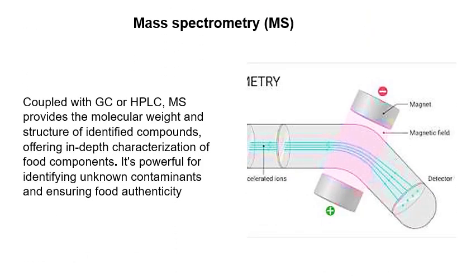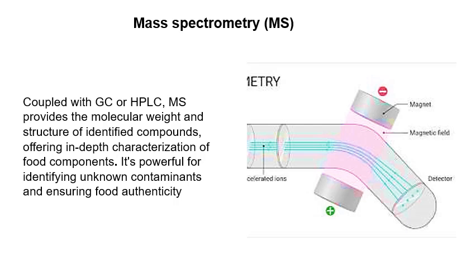Then we have the mass spectrometry. Mass spectrometry is a powerful analytical technique that can be coupled with chromatographic methods like GC or HPLC. It can be mounted, just like you see here, on a GC or HPLC to provide detailed characterization of food components. Now, this method combines two key advantages for food analysis.